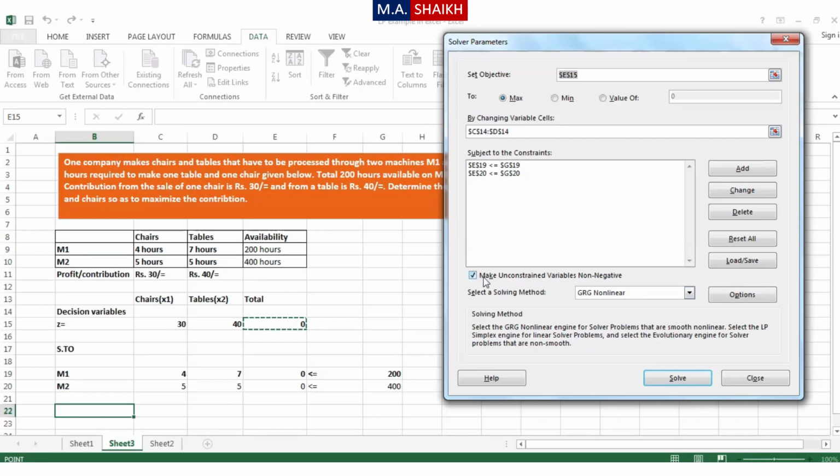And this is make unconstrained variables non-negative. This is the non-negativity restriction. We write x1, x2 greater than or equal to 0. Here you have to select Simplex LP because this is a linear problem, and this option is for non-linear. This is a linear problem, and then solve.